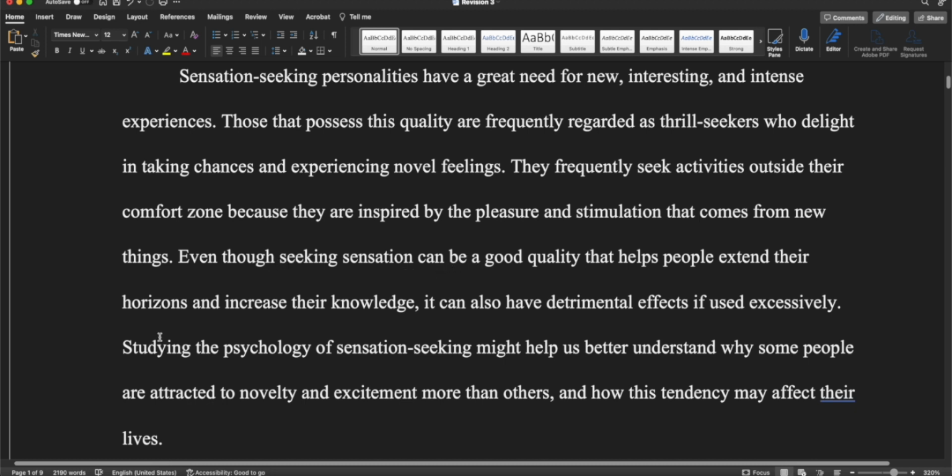Studying the psychology of sensation seeking might help us better understand why some people are attracted to novelty and excitement more than others, and how this tendency may affect their lives.